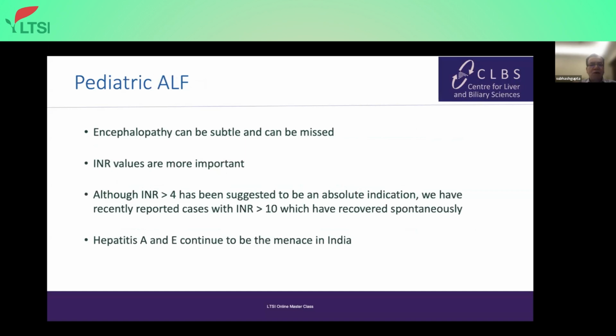And in pediatric acute liver failure, which Dr. Vipul is going to cover in detail, one of the points we stressed is that encephalopathy can be subtle and often be missed, and hepatitis A and E continue to be a big menace in our country.